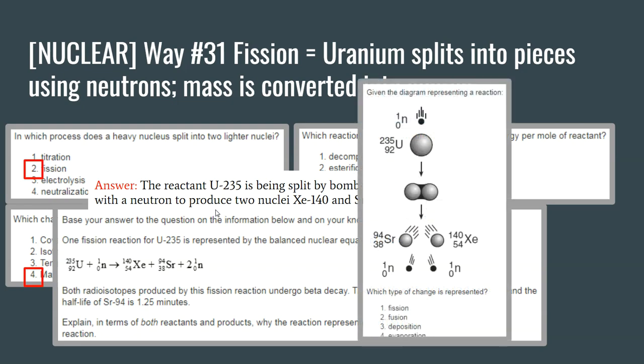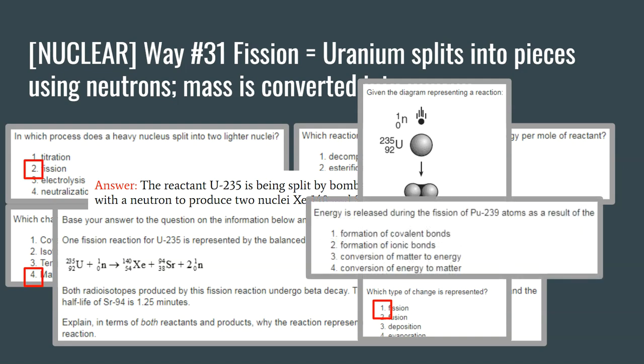Next problem. Given the diagram representing a reaction, which type of change is represented? Anytime you see uranium in the problem, you should immediately think nuclear reactions, in particular fission. And here we see a neutron hitting this atom, causing it to split into 2 smaller atoms. In the process, we release 2 neutrons, which creates this domino effect. So the type of change represented in this diagram is an example of fission.